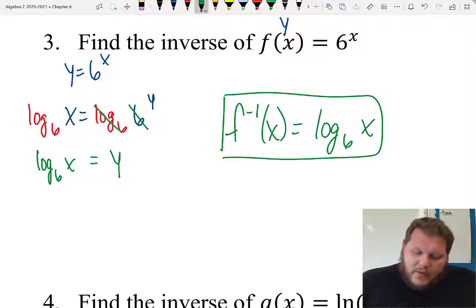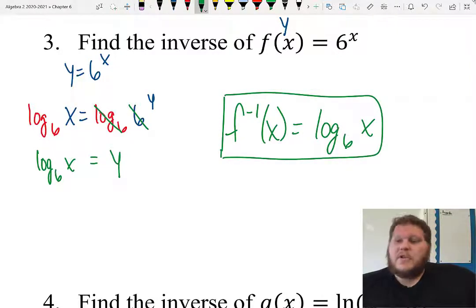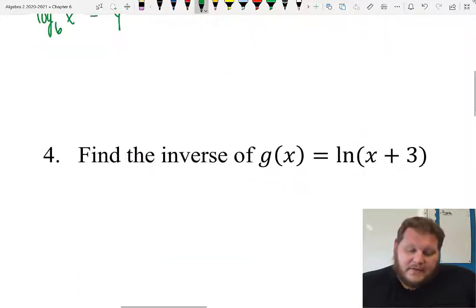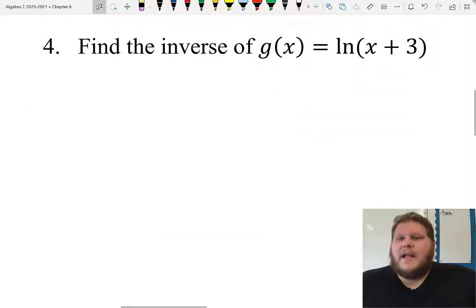That one is pretty easy to see because we don't have any other operations happening there. It's just 6 to the x power. The obvious inverse would be log base 6, because those two are inverses of each other. Where I have to be careful is something like number 4, where it's not just a log. I have some other operations happening in my expression.